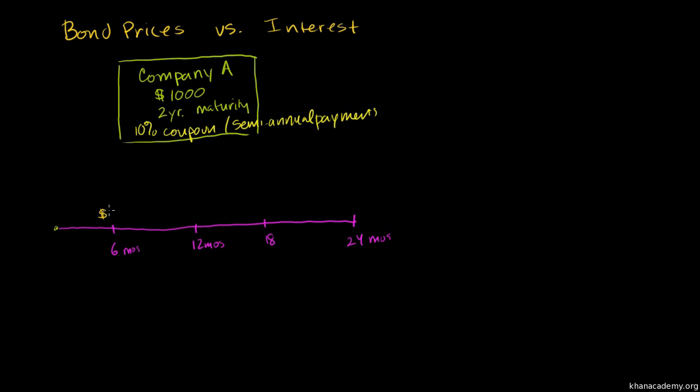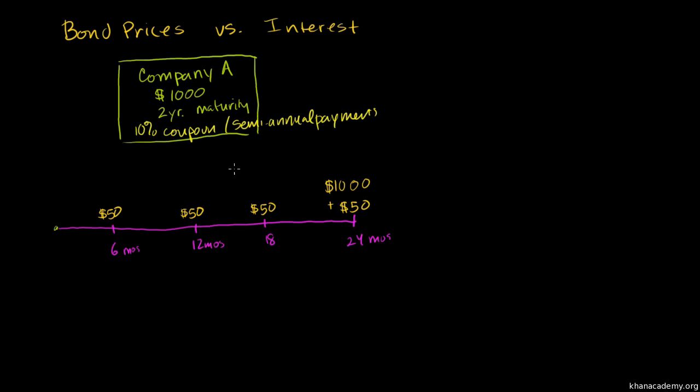So we're going to get $50 here, $50 here. These are going to be our coupon payments. $50 there. And then finally, at 2 years, we'll get $50. And we'll also get the par value of our bond. And we'll also get $1,000. So we'll get 1,000 plus $50, 24 months from today.